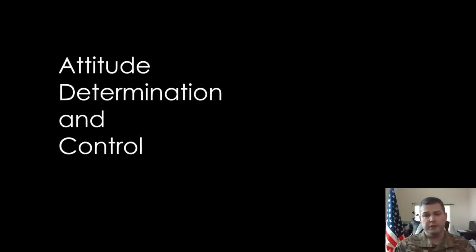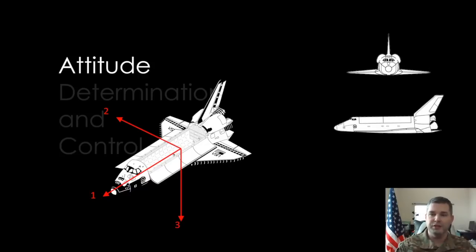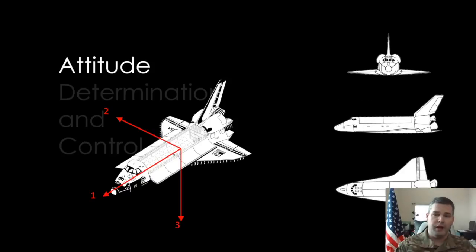Alright, so quick definitions. What are attitude determination and control? Just like in an airplane, attitude describes our orientation. In an airplane we have roll, pitch, and yaw. And similarly, we describe the attitude of a satellite in slightly different terms, but it's the same thing, attitude it is. So how do we determine it?